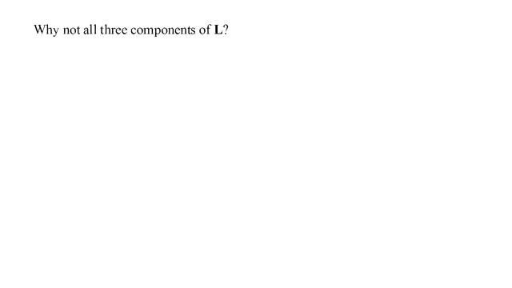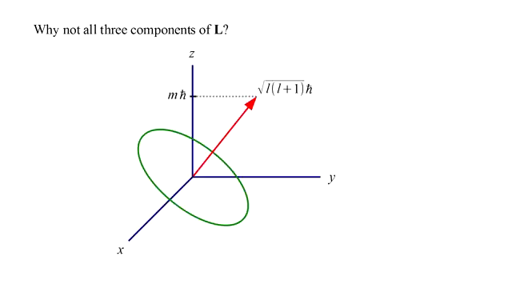Now, why can't we determine all 3 components of angular momentum? Our theory tells us that we can know the magnitude of the angular momentum vector and its component along the z-axis. Now, imagine we introduce a magnetic field in the z direction in order to use the Zeeman effect to measure the quantum number m and the z component of angular momentum. The magnetic field will try to twist the magnetic dipole to make it align with the field.